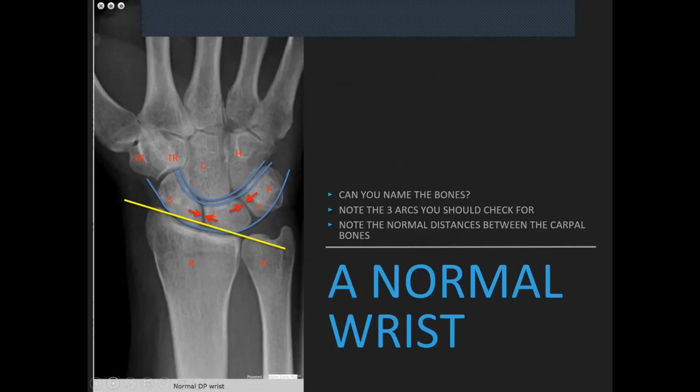So let's look at a normal wrist. The first thing I always ask people is, can you name all the bones in a normal wrist? Most of the time, I just get blank stares when I do this. So the question is, can you name the bones? If you're not sure, pause the video now and try and see if you can name all of them. And if you can't, we'll go through them.